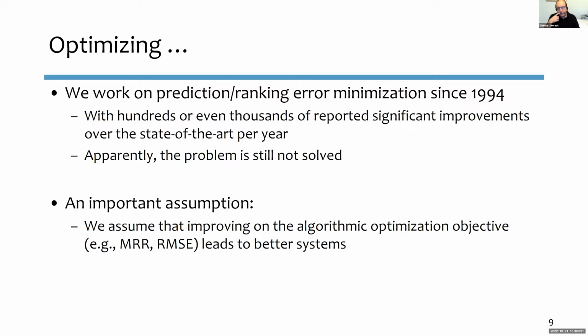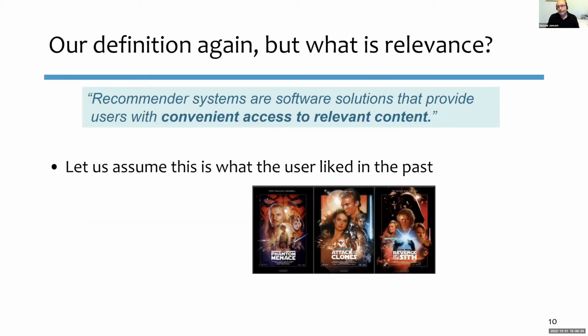The underlying assumption of all these optimization techniques is that if we improve the algorithmic objective, like the RMSE or MRR, we have better systems. And that makes sense in some way, right? But then this might not be enough. So let's think again about this definition.